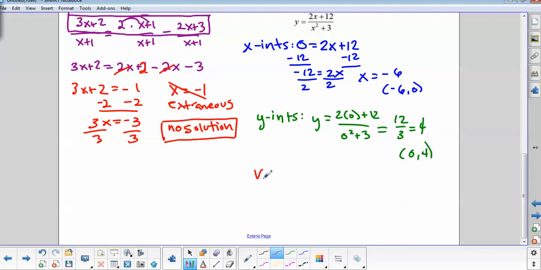Alright, vertical asymptotes always make your denominator 0. So x squared plus 3 equals 0. Subtract the 3. X squared equals negative 3. And then when you do your plus or minus square root, you get an imaginary number, plus or minus i root 3. And vertical asymptotes cannot be imaginary, so you have no vertical asymptotes.